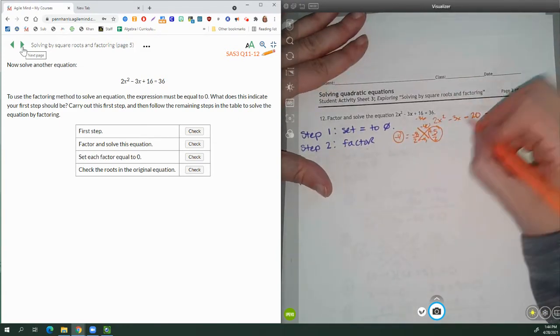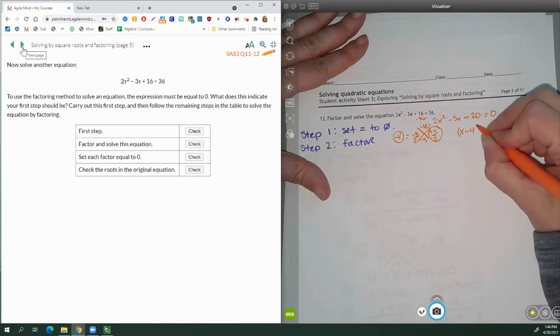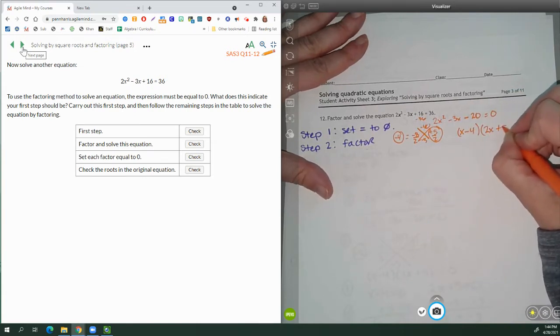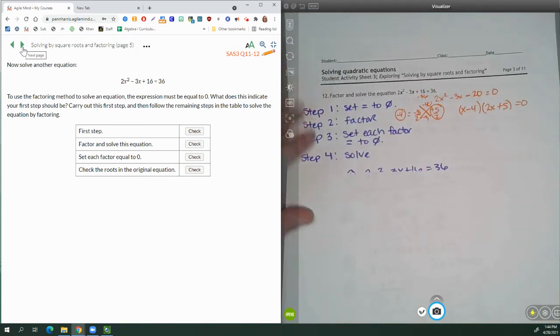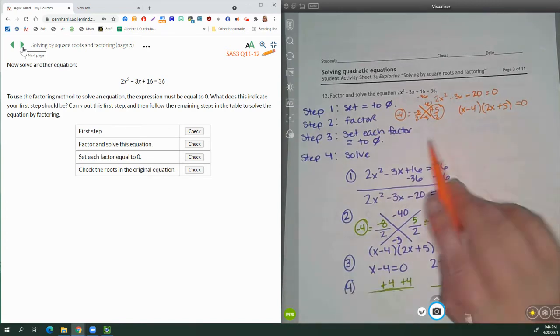So my two factors here are going to be x minus 4 and, bottoms up, 2x plus 5 equals 0. Okay. And if you want to see that a little bit bigger, I do have that down here for you to see.